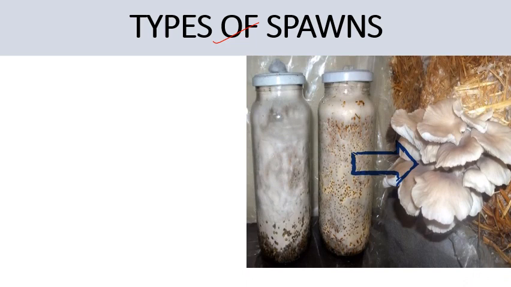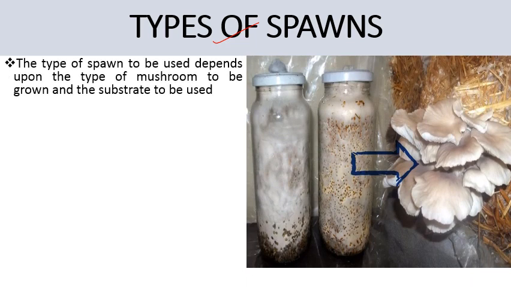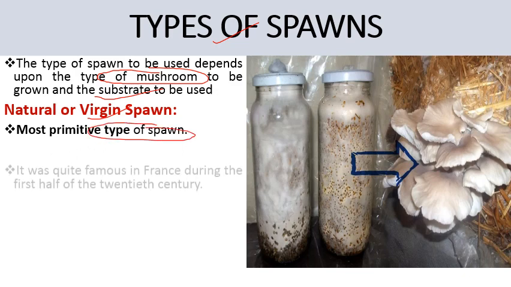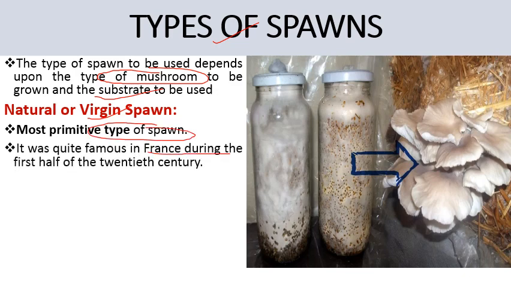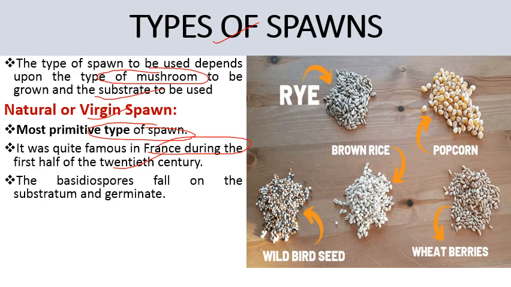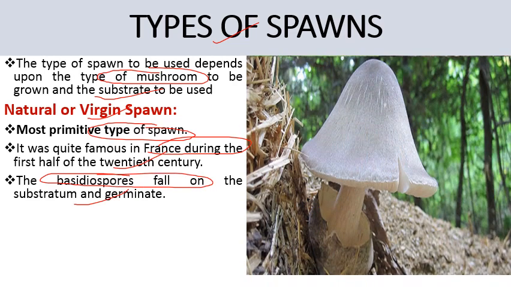Next comes types of spawns. We have different types of spawns on the basis of the type of mushroom that we will cultivate and the type of substrate that we use. Firstly, we have natural or virgin spawn. It is the most primitive type of spawn that we use, and it was quite famous in France during the first half of the 20th century. The spores here fall on the substratum and germinate, and they form a mass of mycelium when they fall on a suitable substrate.